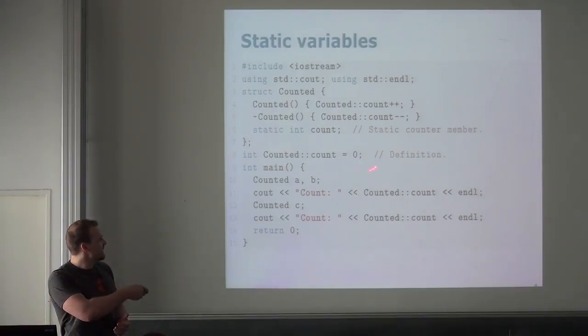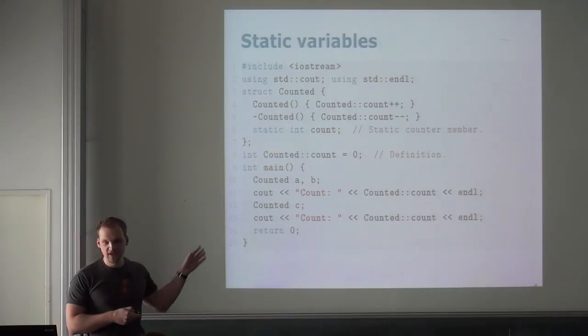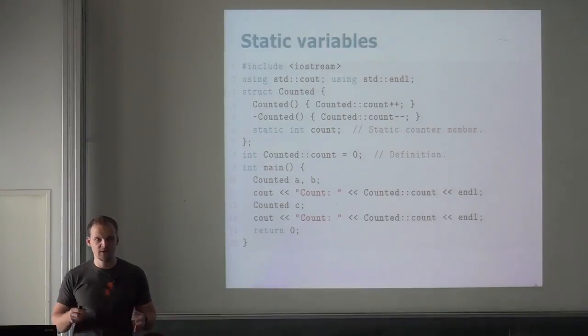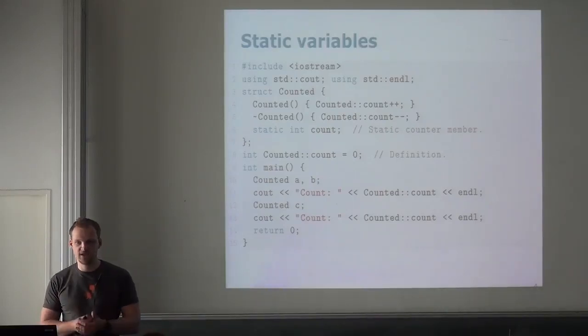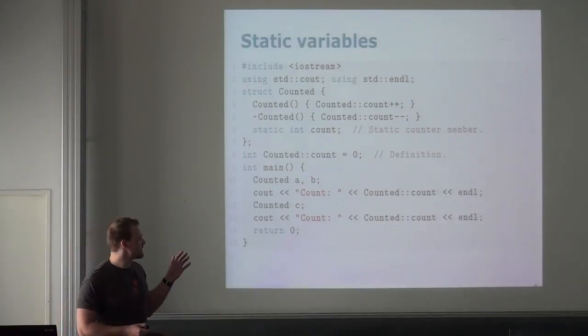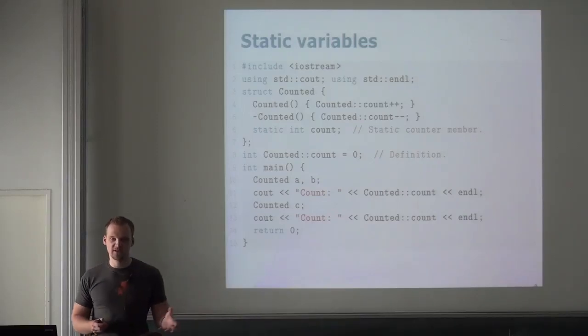And that's why we define it over here. So we say, okay, our counted count is 0. And this way we have completely defined our static member variable. So why is it used? Like we can use it to count the number of instances of an object.